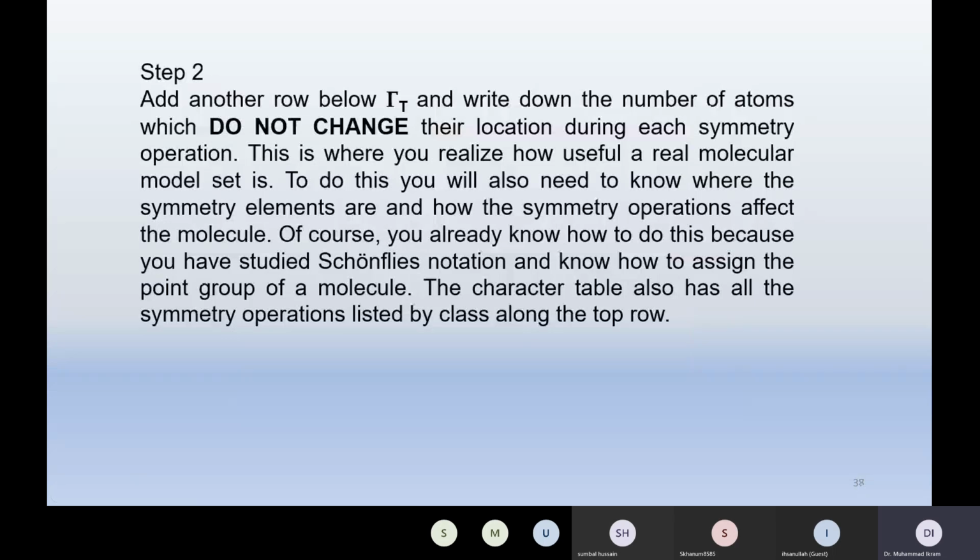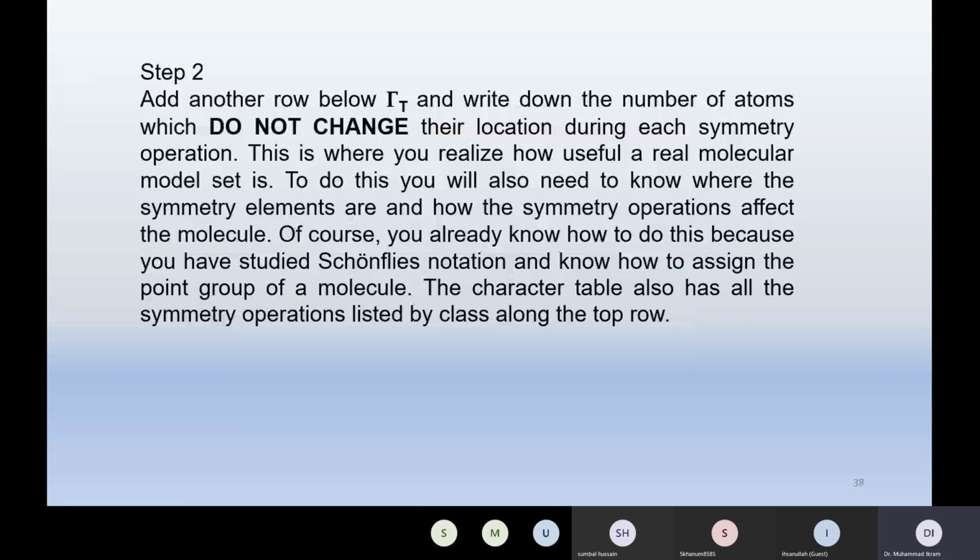To do this, you will also need to know where the symmetry elements are and how the symmetry operations affect the molecule. Of course, you already know how to do this because you have studied Schoenflies notation and know how to assign the point group of a molecule.